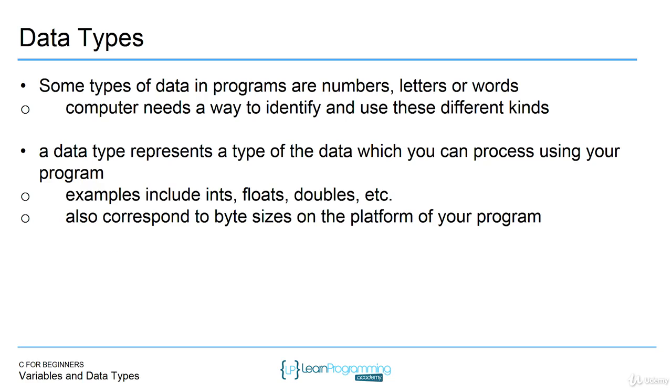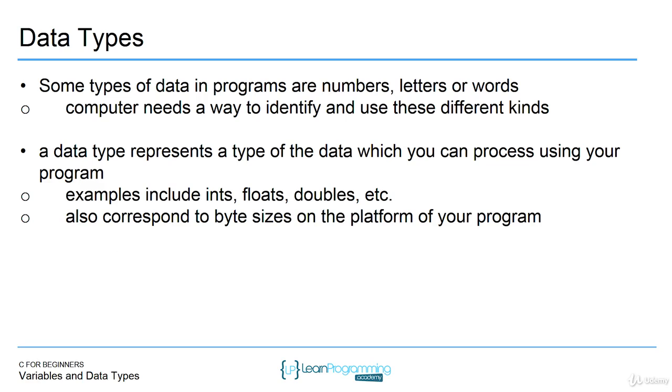Those are represented by specific keywords in the programming language. So examples of keywords in C that represent data types are int, float, and double. And we're going to talk about these specific data types and what they mean in another lecture. But data types are important because you have to specify the data type of the variable when you create it. And the data types are going to correspond to the byte sizes, depending on the operating system and the architecture of your program. So again, it all has to do with size and how this stuff is stored in memory.